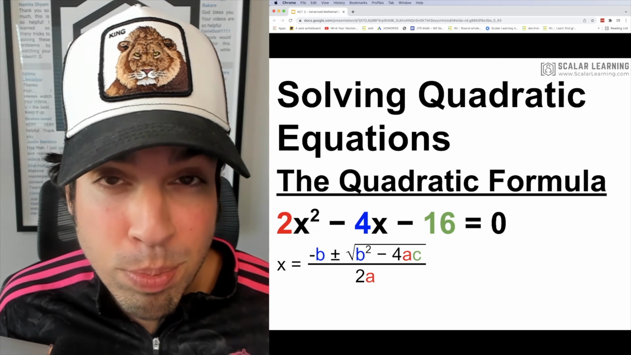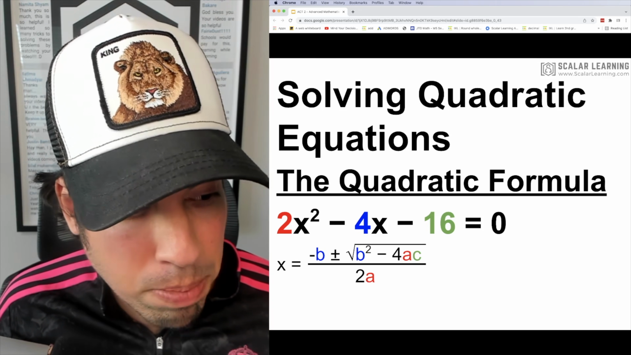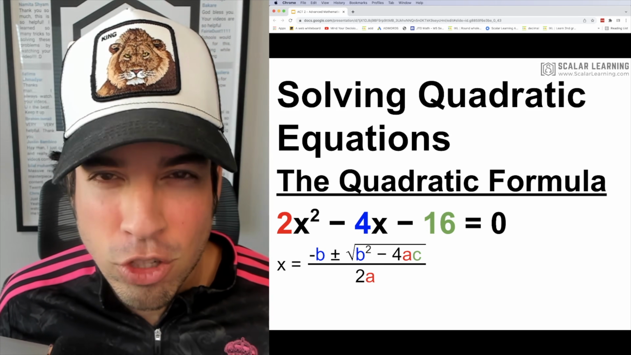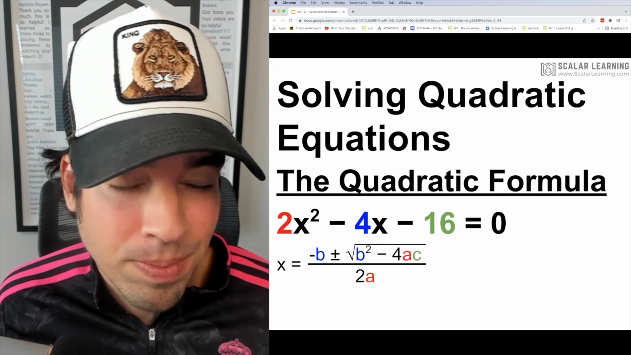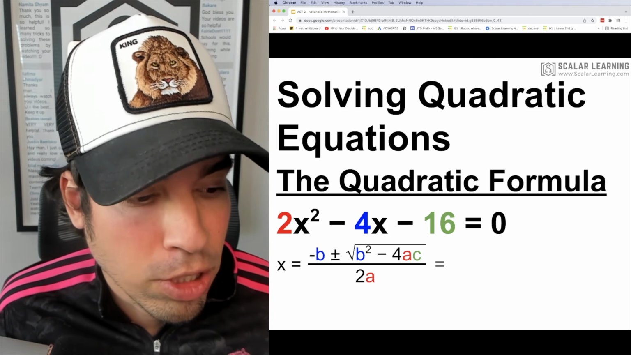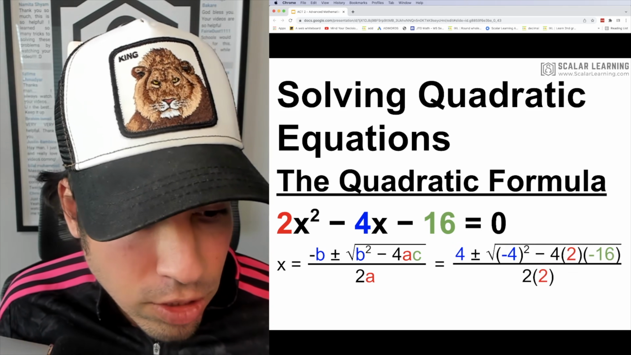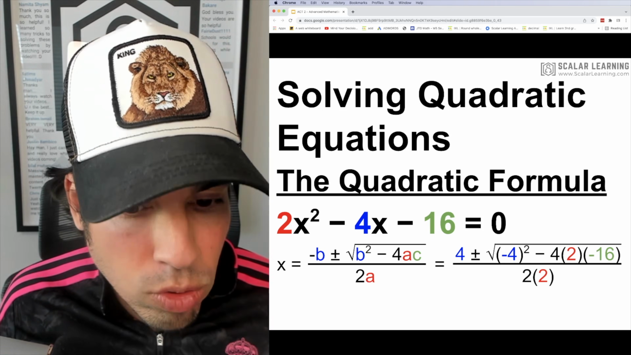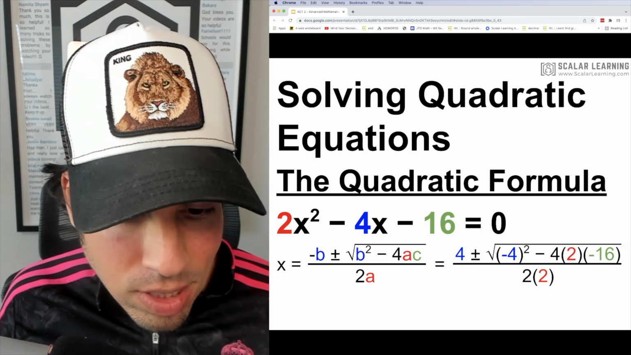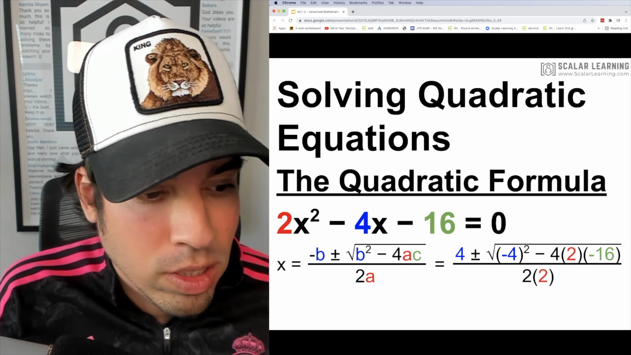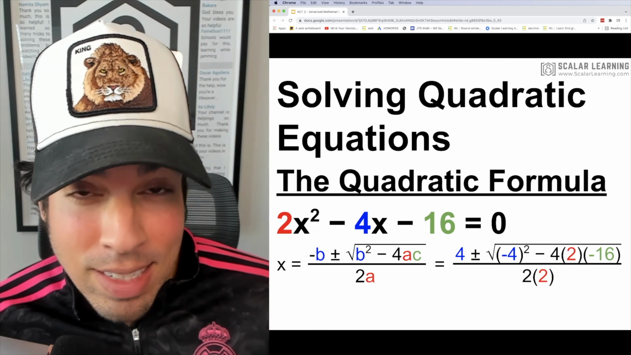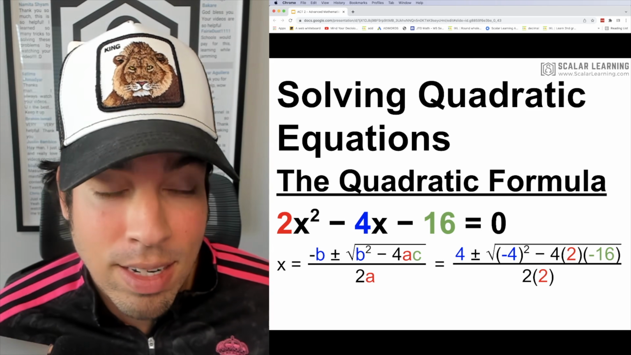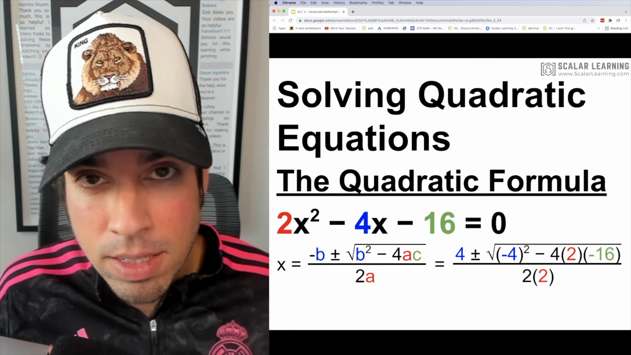So if you know this formula, it's pretty cool because it's always going to work and it's straight plug and chug. It's just kind of a little bit extra work sometimes if you can factor. That might be a little faster. But check it out. So I'm just plugging and chugging. All the blue values are now 4. All the red values are now 2. And of course, we got that negative 16 for C. And you can see that, remember, those minus signs, they stick to the values. So it's not just a 4, it's a negative 4. It's not just a 16, it's a negative 16.